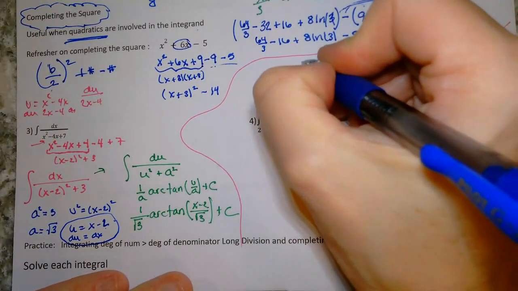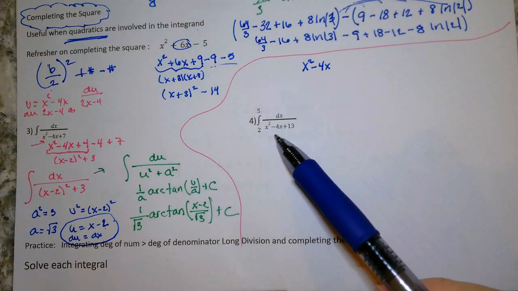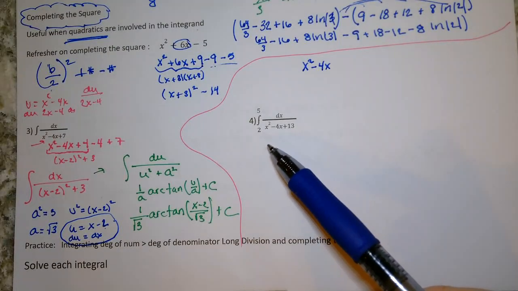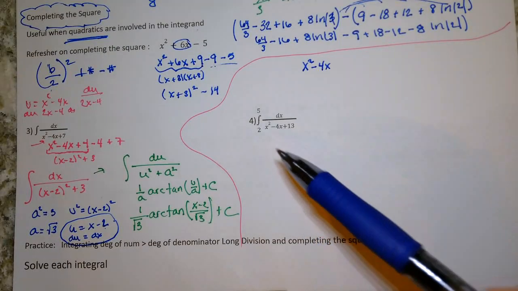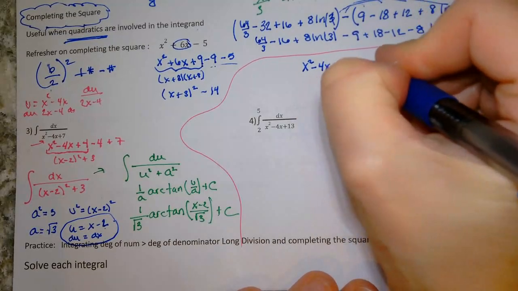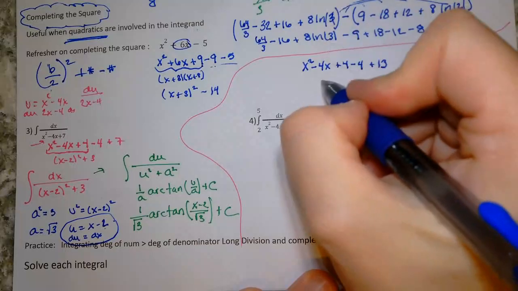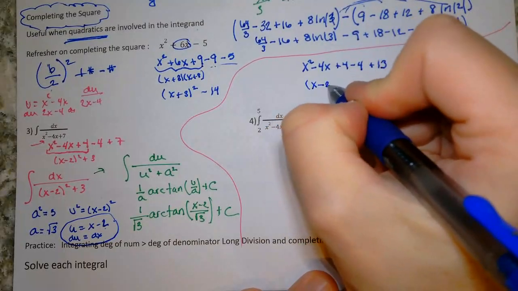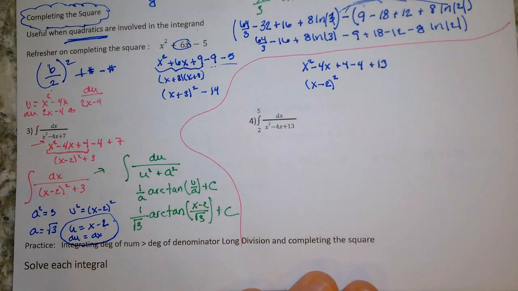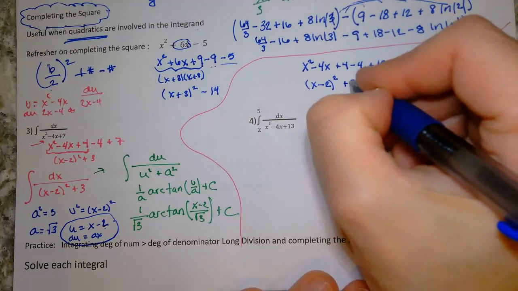So I'm going to complete the square up here. x squared minus 4x. So take your b term, cut it in half, square it, add it to both sides. So I'm going to add 4 and subtract 4, and I've got that plus 13. That's going to factor nicely to x minus 2 and x minus 2, which I can sum up as x minus 2 squared. Negative 4 plus 13 is going to be a plus 9.